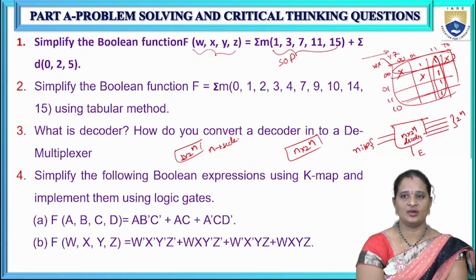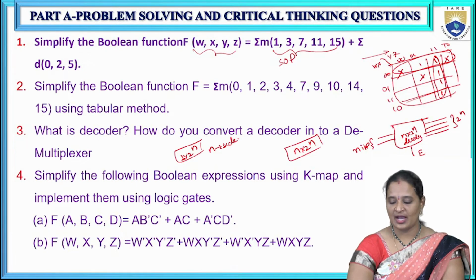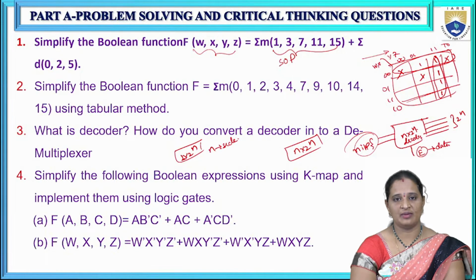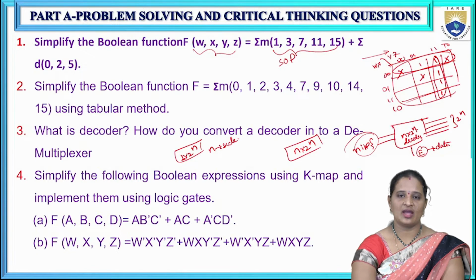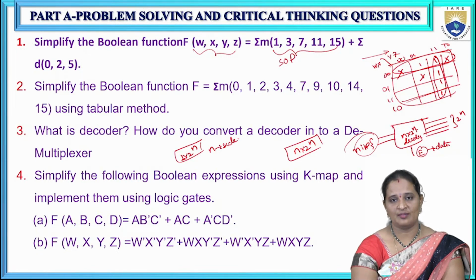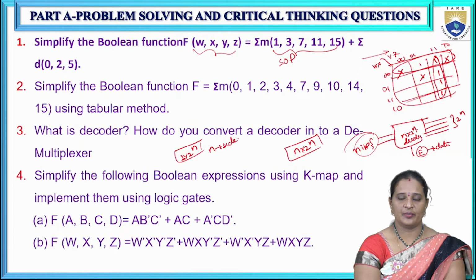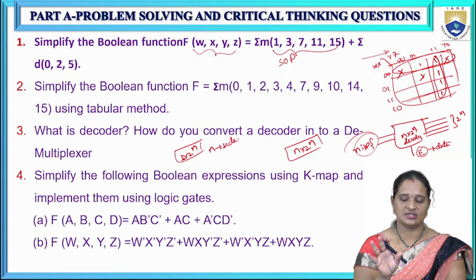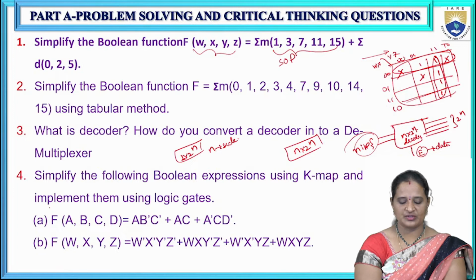Now how to convert a decoder into a demultiplexer? What we should do is connect the enable input to the data input, and consider the n inputs of the decoder as the n selection lines of the demultiplexer, and the 2 power n output lines as the output lines of the demultiplexer, so that I can implement a demultiplexer using a decoder. Consider the enable input as the data input, and all the inputs of the decoder as selection inputs. That's it.